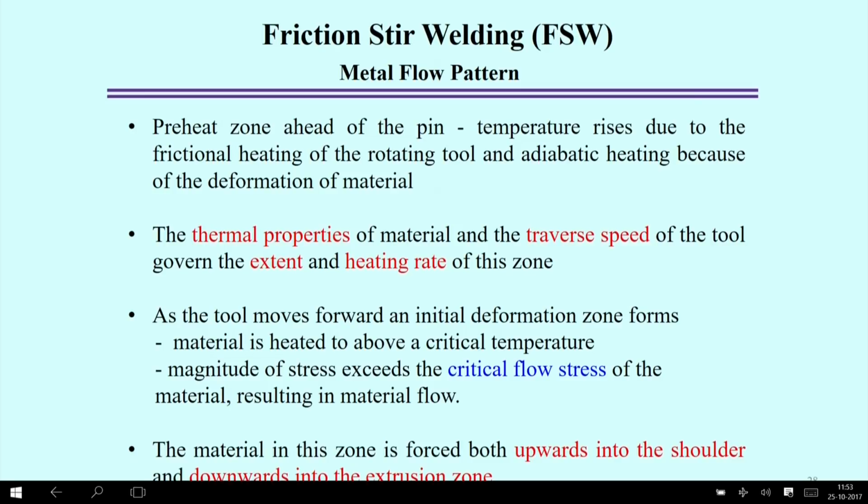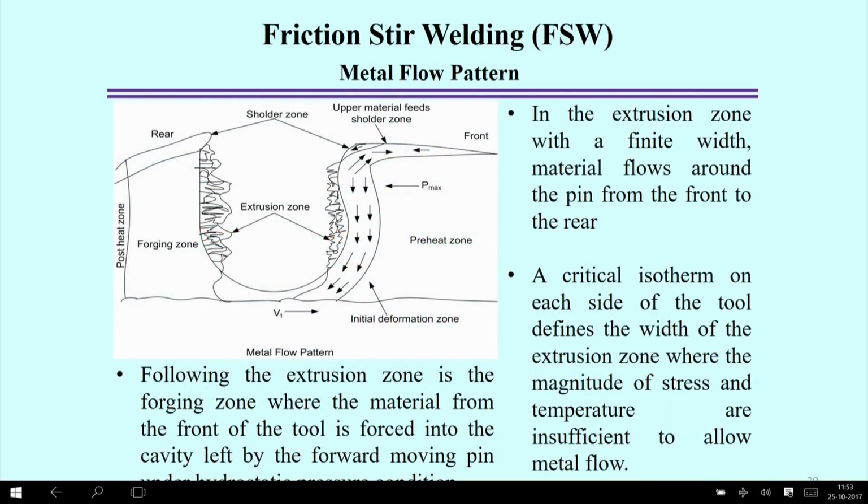So, the material in this zone is actually forced both upward into the shoulder as well as downward into the extrusion zones. It will be very clear if you look at a schematic picture here also. If you define the different zones, we can see that the extrusion zone exists just surrounding the FSW tool, and remember the friction stir tool is moving along this direction. So, that is the welding speed direction.